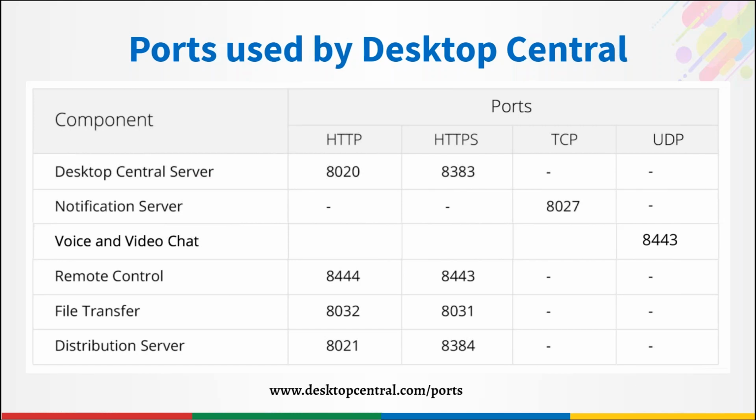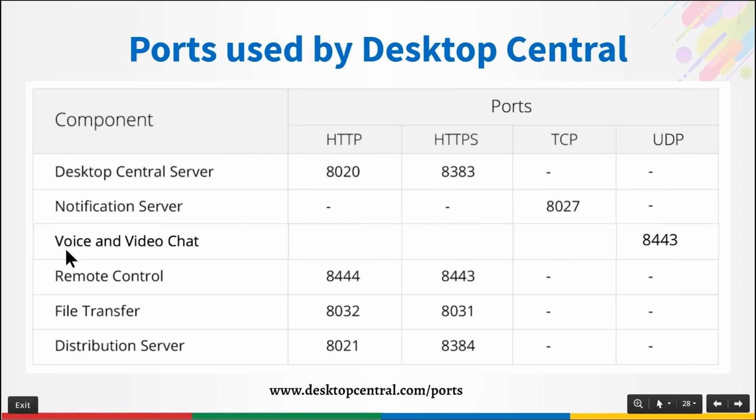Here you may find a list of ports used by the Desktop Central agents for communication. You have 8020 and 8383. This is used for agent communication. So you can enable the communication type, whether it needs to be HTTP or HTTPS. The notification server runs on the port 8027. These are the two mandatory ports that need to be open on the firewall.